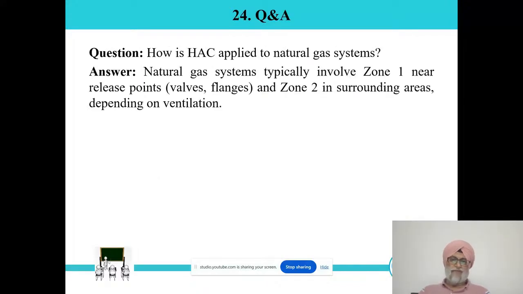Question number 24. How is HAC applied to a natural gas system? So a natural gas system typically involves zone 1 near the release points, valves, and flanges, and zone 2 in surrounding areas depending upon the ventilation, and you have to refer to the definitions also.